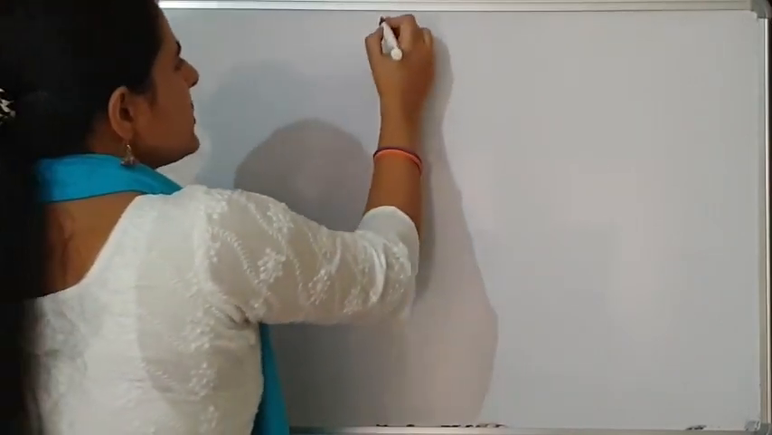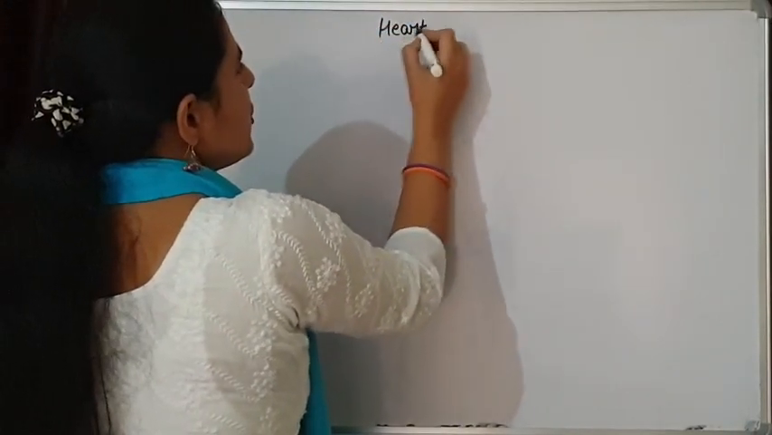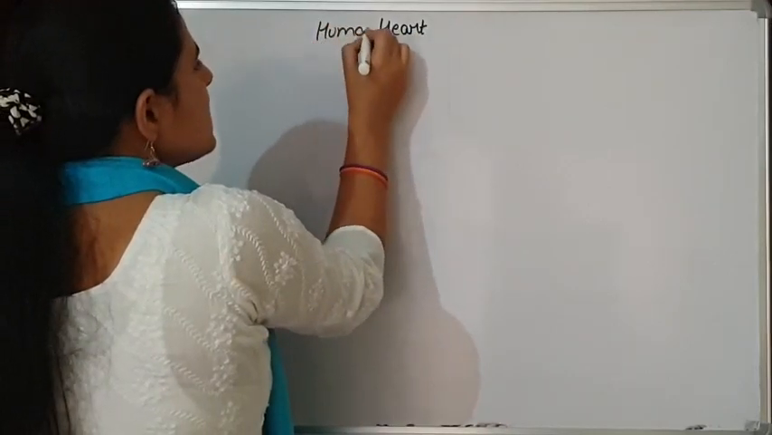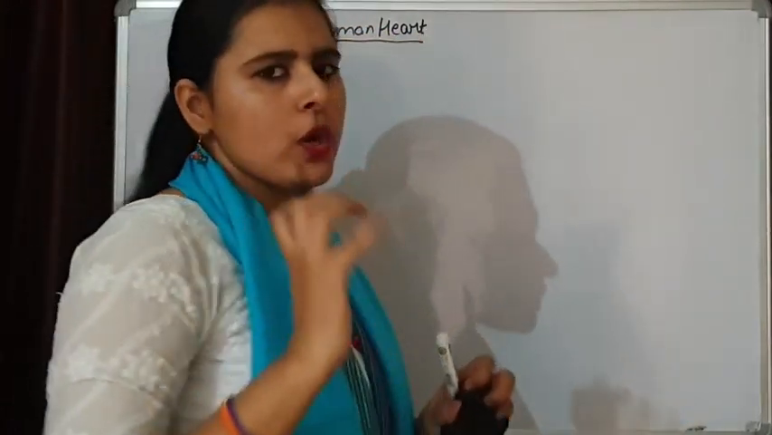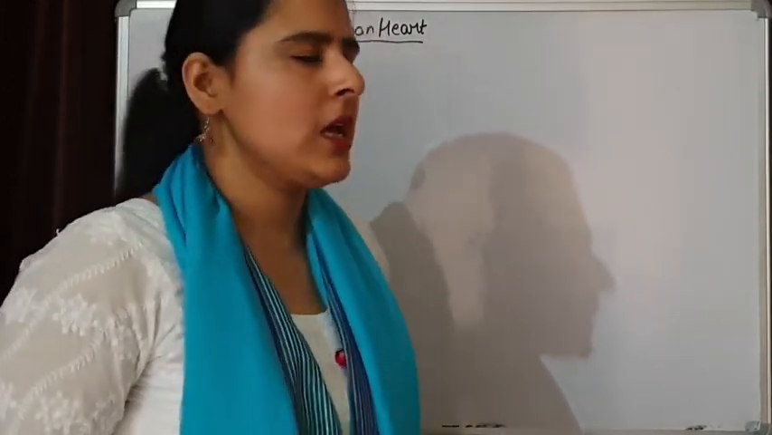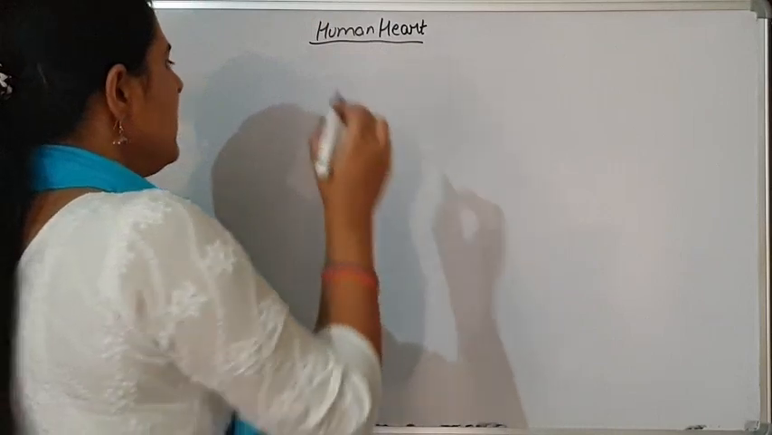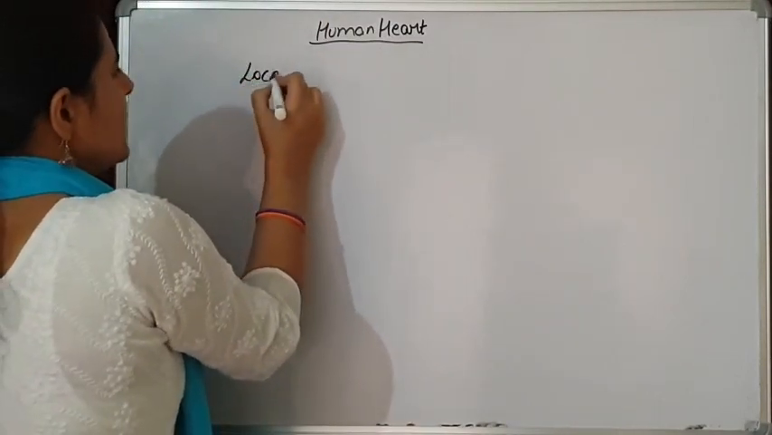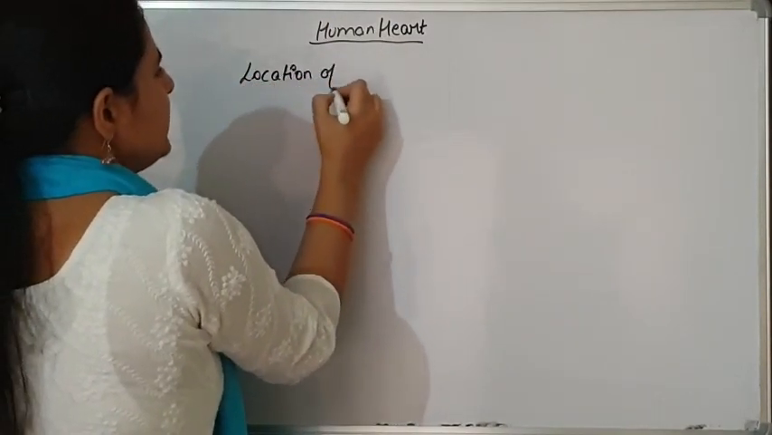Today we are going to discuss the structure and function of the human circulatory system, or you can say the main organ of the human circulatory system, that is the heart. आज हम किसकी बात करेंगे? Heart की. So, location of the heart: where the heart is located.